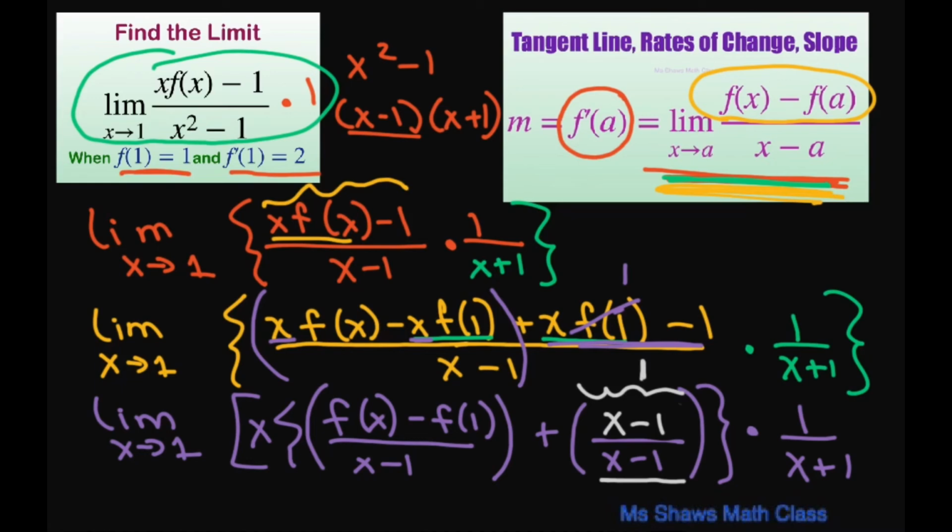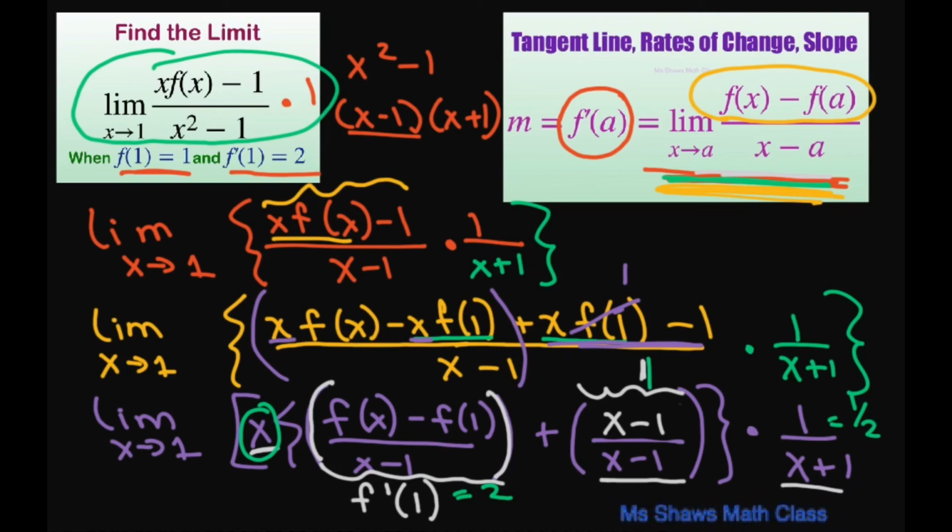Because I'm trying to apply the limit, what does this piece equal? This piece looks just like our setup, so this is going to equal f prime of 1. And then we still have the x, and we have this. So when I apply my limit, this is going to go to 1, this is 1, this is going to equal 2, and this is going to equal 1/2. So that's what we're going to do next.